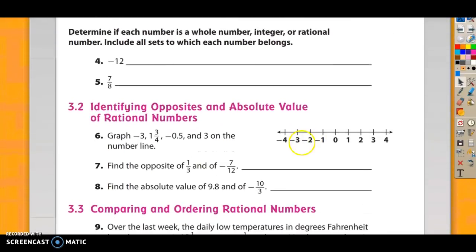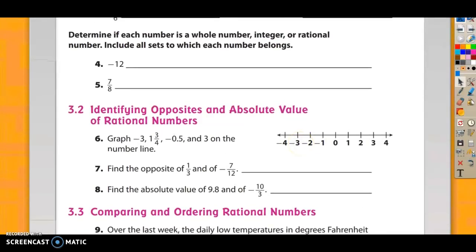It says determine if each number is a whole number, integer, or rational number. Include all sets to which each number belongs. So what is negative 12? Most kids would look at this and say it's an integer. But since we can write it as negative 12 over 1, we just proved that it's also a rational number. The only thing it's not is a whole number. So for number 4, I'd say integers and rational numbers.